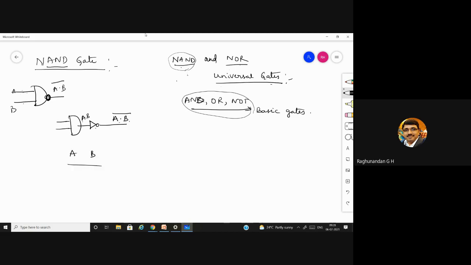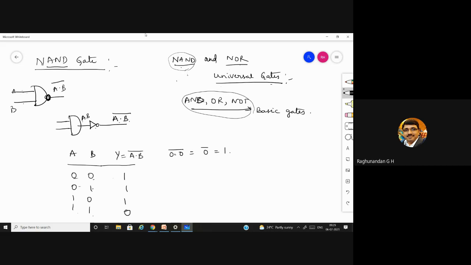When you write the truth table 0, 0, 1, 1, 0, 1, 0, 1 and the output. Can you tell me what will be the output for 0, 0? 1, right? 0 into 0 whole bar, that is 0 bar, that is equal to 1. 1, 0 into 1, 0, 1. 1. 1 into 1, for AND gate it was 1, but here it is 0. Okay, this is the NAND gate.